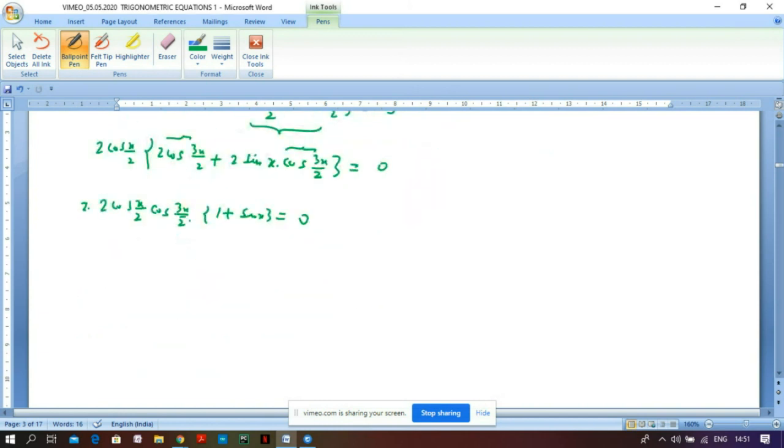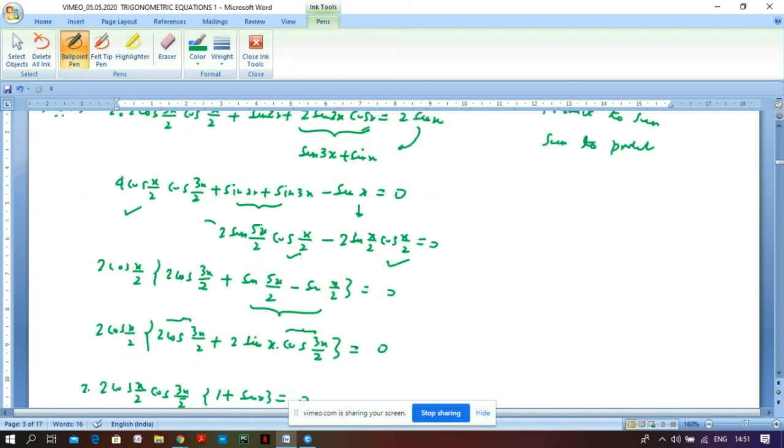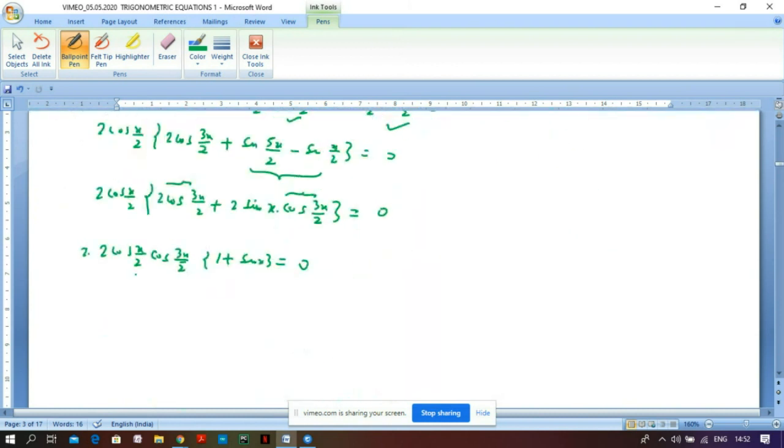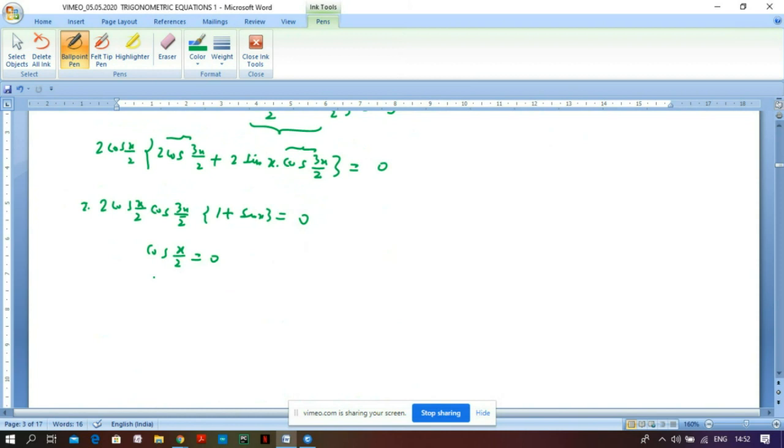Notice how carefully, by applying transformation, nothing else, only transformation formulae, like sum to product or product to sum, we have been carefully doing that, and at last we are left with these 3 factors. Their product is 0, and so each of them is separately 0. So cos x by 2 is 0, or cos 3x by 2 is 0, or sin x equal to -1.